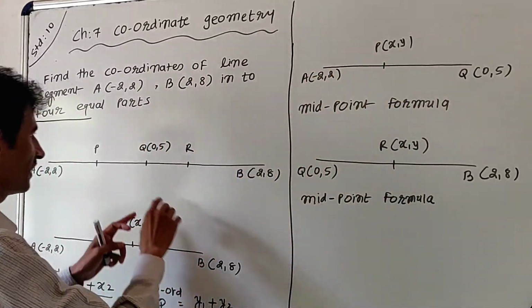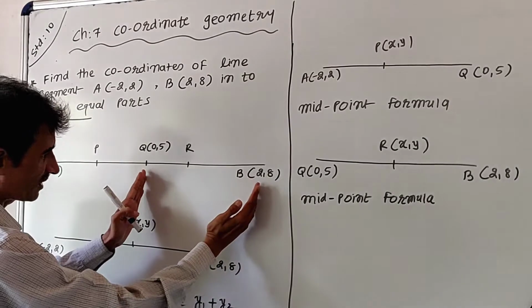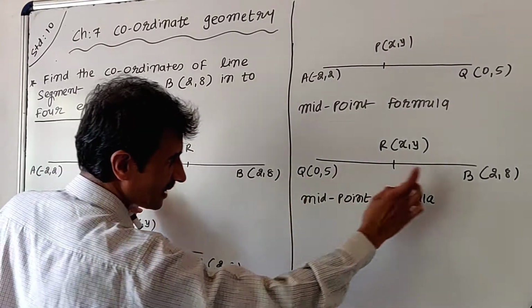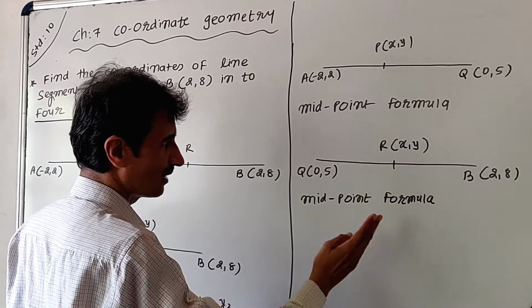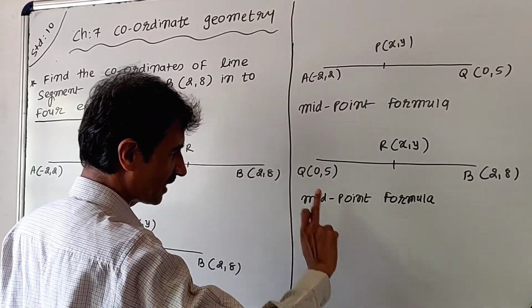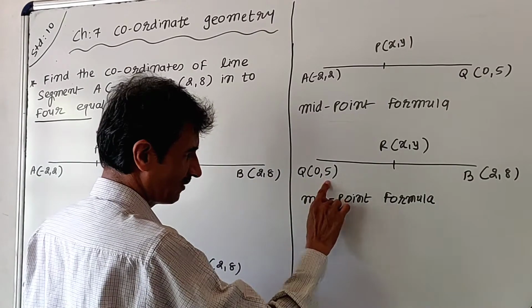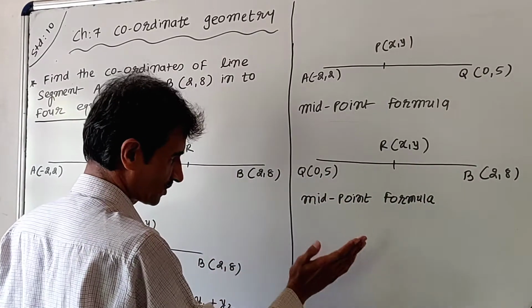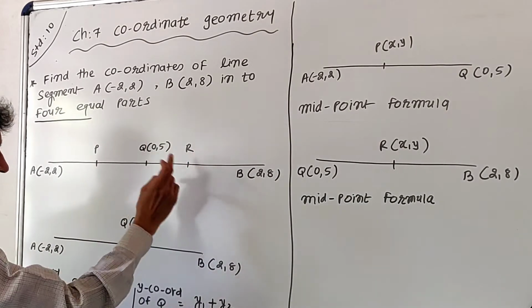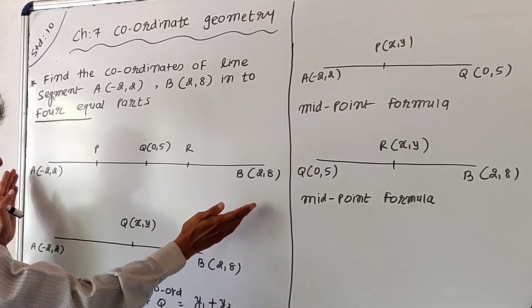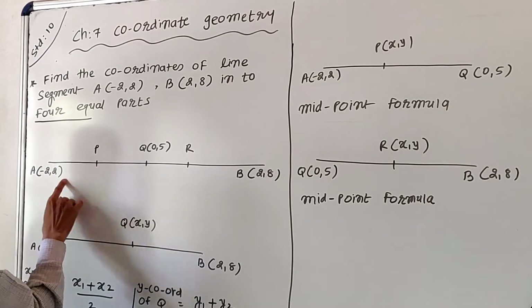And now the third part. If you know this P, and this is my third part, Q and B, you can see here QB, and R is the midpoint. Again, the third time you have to apply the midpoint formula, (x1 plus x2) by 2 and (y1 plus y2) by 2. After solving this you have all of P, Q and R, which means these 3 points divide the given line segment into 4 equal parts.